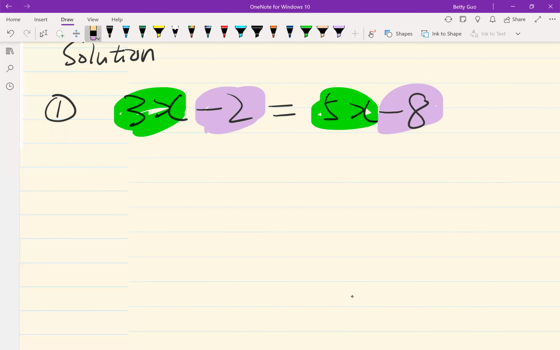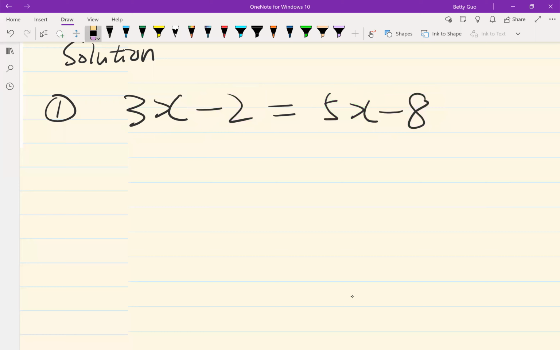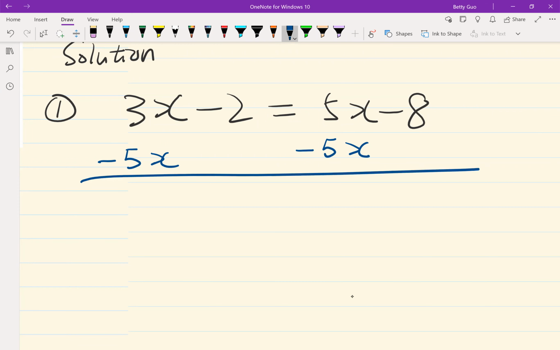How do we get rid of 5x in green from the right-hand side? I'm going to show you two different methods. Solution, the first method. We use the property we learned earlier. In order to get rid of 5x from the right-hand side, I just minus 5x from the right-hand side, right? But I have to do the same thing to the left because the scale needs to keep balance. Does that make sense? Let's see what happened after this.